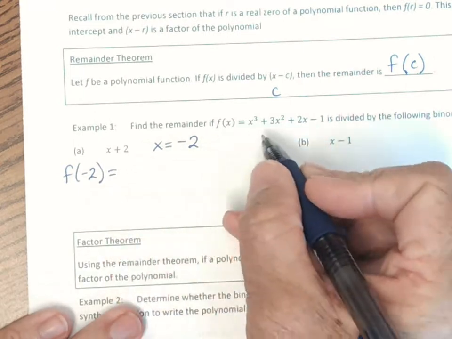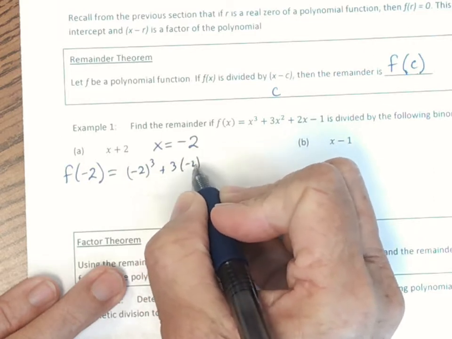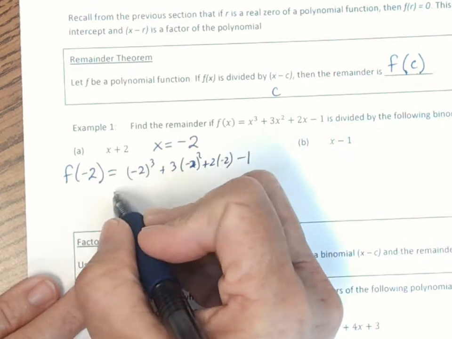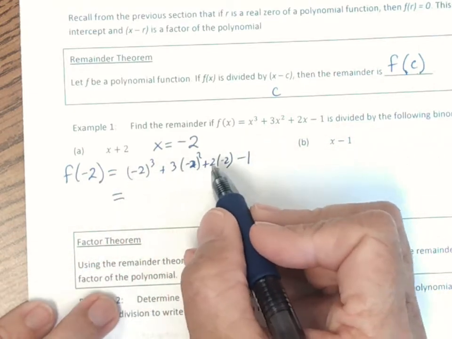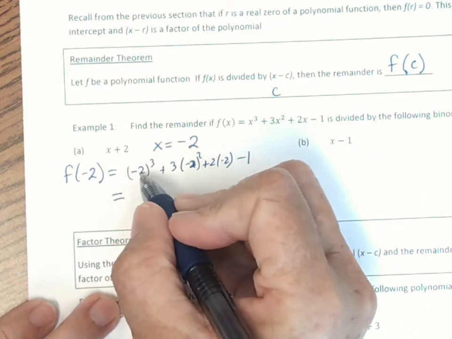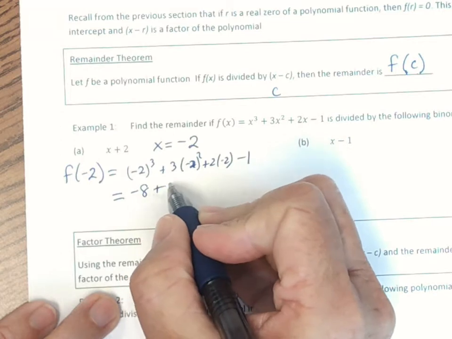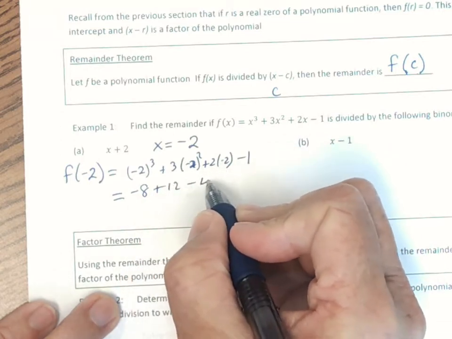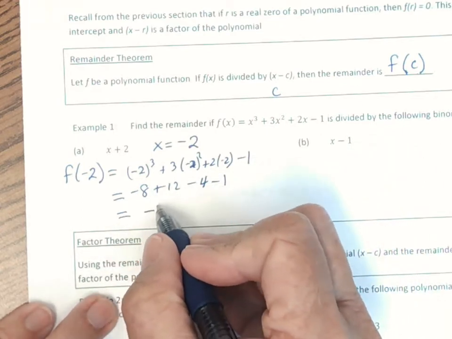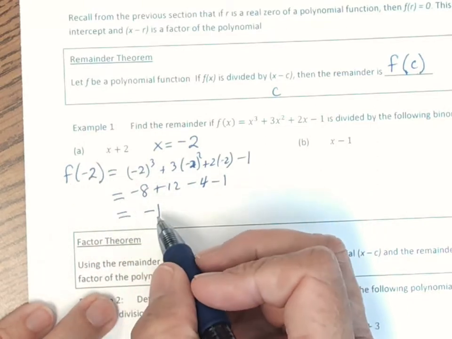So negative 2 to the third plus 3 times negative 2 squared plus 2 times negative 2 minus 1. And again, go ahead and make sure you're putting these parentheses in, whether you're doing it by hand or in the calculator, to make sure you end up with the correct signs. So negative 2 to the third is negative 8. Negative 2 squared is positive 4 times 3 is 12. 2 times negative 2 is negative 4, and then minus that last 1. Don't forget that. And this gives us negative 1 as an answer. So my remainder for x value of negative 2 is negative 1.